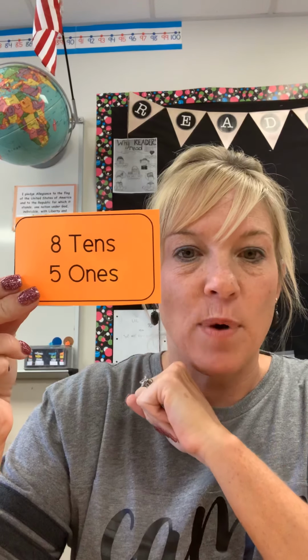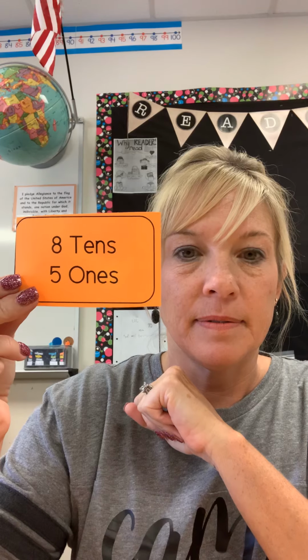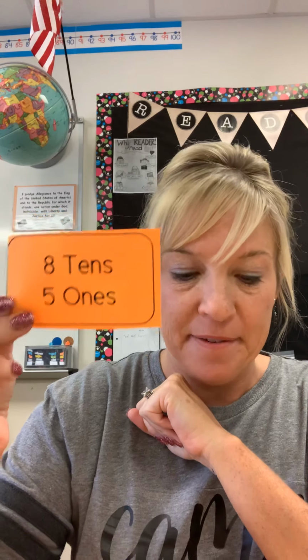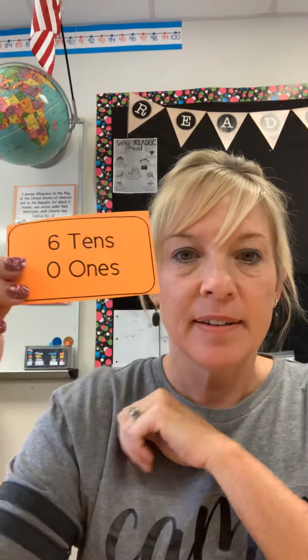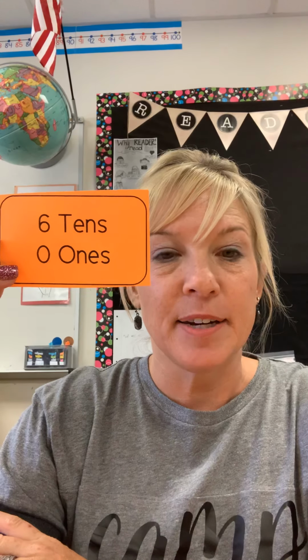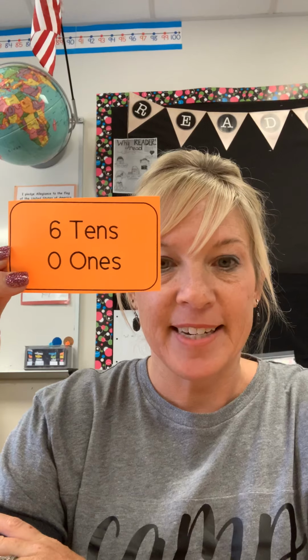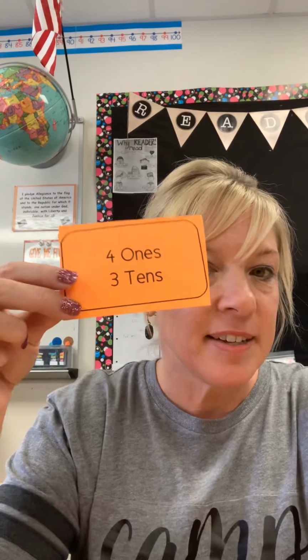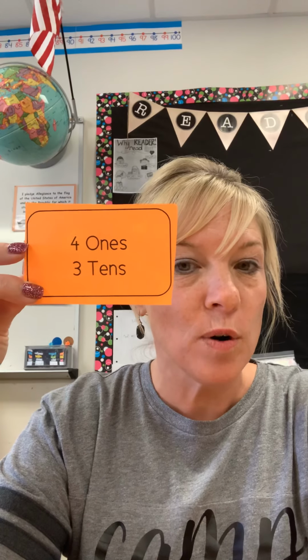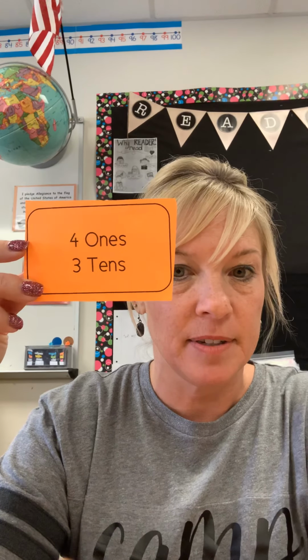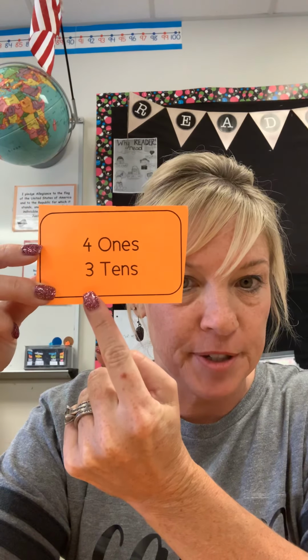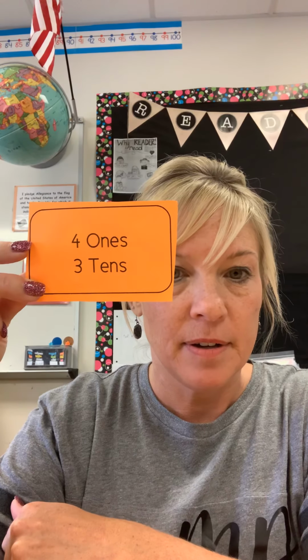Eight tens, 5 ones. Good, 85. 6 tens, 0 ones. Good, 60. Now be careful with this one because they have the ones first. 4 ones and 3 tens. So you always want to do your tens first. Good, 34.